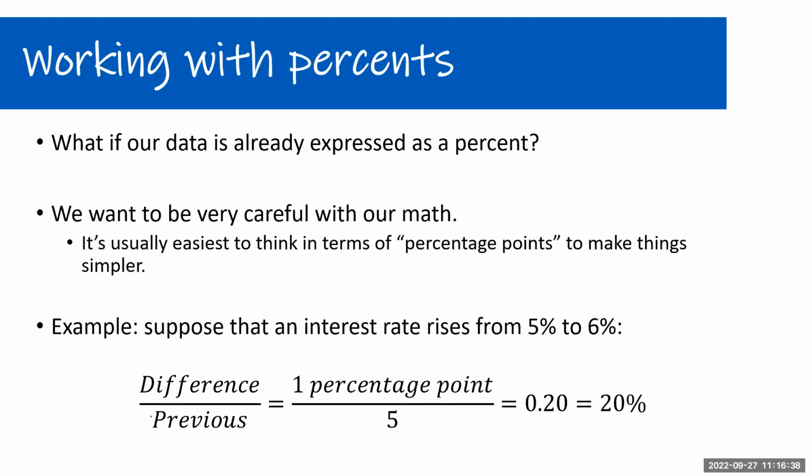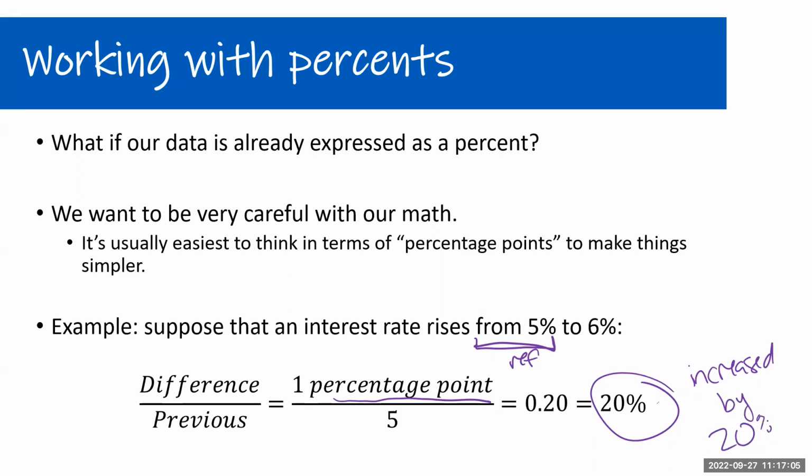For example, if interest rates rise from 5% to 6%, then I know that the difference is 1% or 1 percentage point, okay? From 5% tells us that that's the reference. So they changed 1 percentage point over the 5 percentage points that it started at, which means that they went up 20%. They increased by 20%, okay?